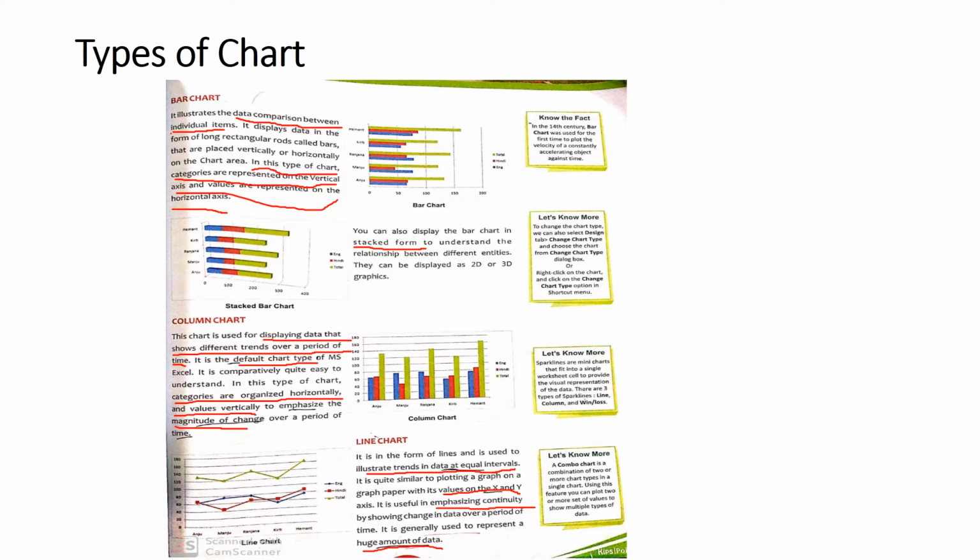Like for Anju, there are three colors representing. Green color is showing the total, red color is showing the marks of Hindi, and blue color is for English. For one student there are three rods available, but in the stacked bar chart there is one rod only, and that one rod is divided into three colors that are representing the total marks, the marks in Hindi and English.